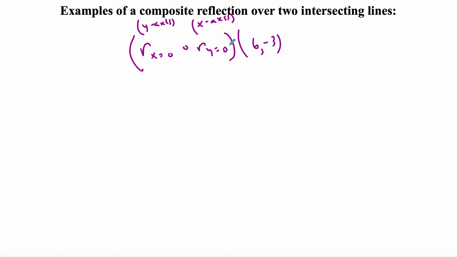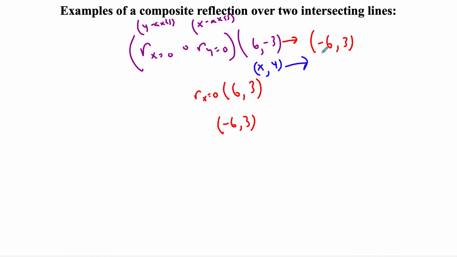So we would do the reflection over y equals 0, aka the x-axis, which would cause the x to stay the same and the y value to become the opposite, so it becomes (6, 3). Then we do a reflection over x equals 0, that's the y-axis, so the x would change sign, and the y would stay the same. So the net effect is that we get (-6, 3). So if this were (x, y), the original, then the final, double prime, is just the opposite of the original.